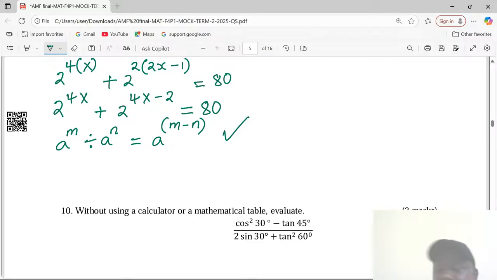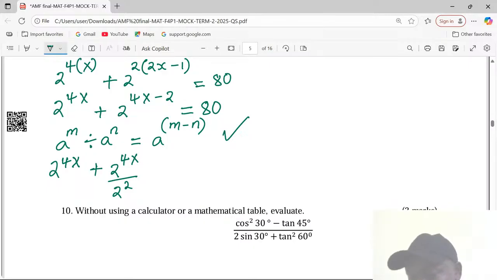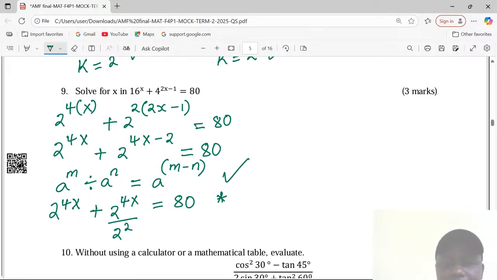Look, this is the law of indices, and I want us to apply it. Applying this means that in the second term, because we are already having the powers subtracted, it means something was divided by another one. So 2 power 4x divided by 2 power 2. That's why we are having one base and the powers subtracted equals 80. I hope we are together in this interpretation of the law.